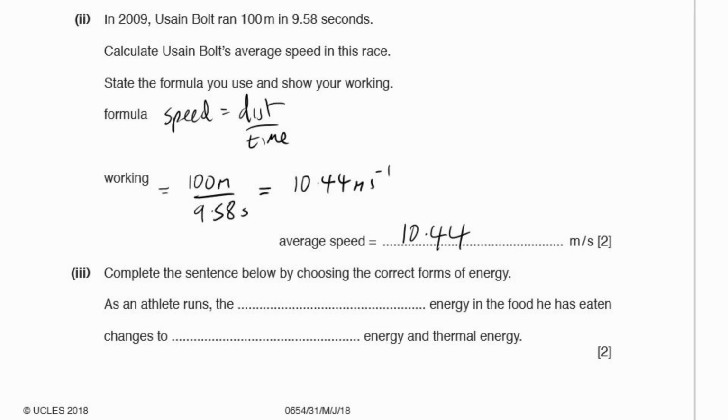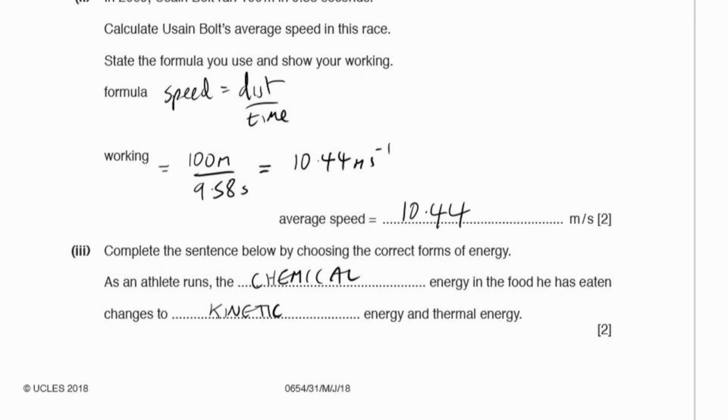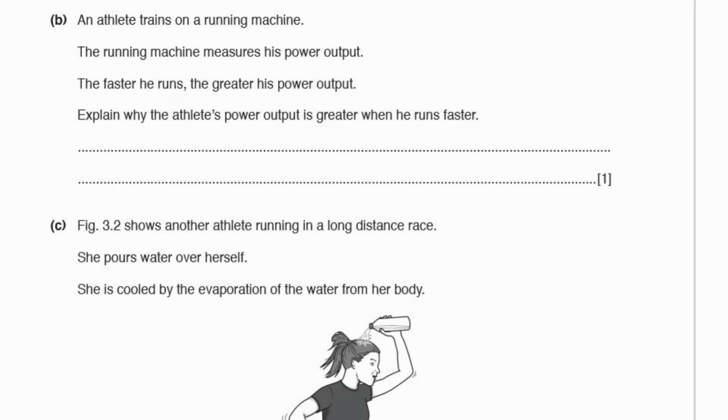Part 3. Complete the sentence below by choosing the correct forms of energy. As an athlete runs, the something energy in the food he's eaten changes to something energy and thermal energy. Well, okay, it's talking about an athlete running. The energy in food is chemical potential energy. So we're going to just put the chemical energy. Changes to, well, they're running, so it's going to be kinetic energy, which is the energy of movement, and thermal energy. There we are.